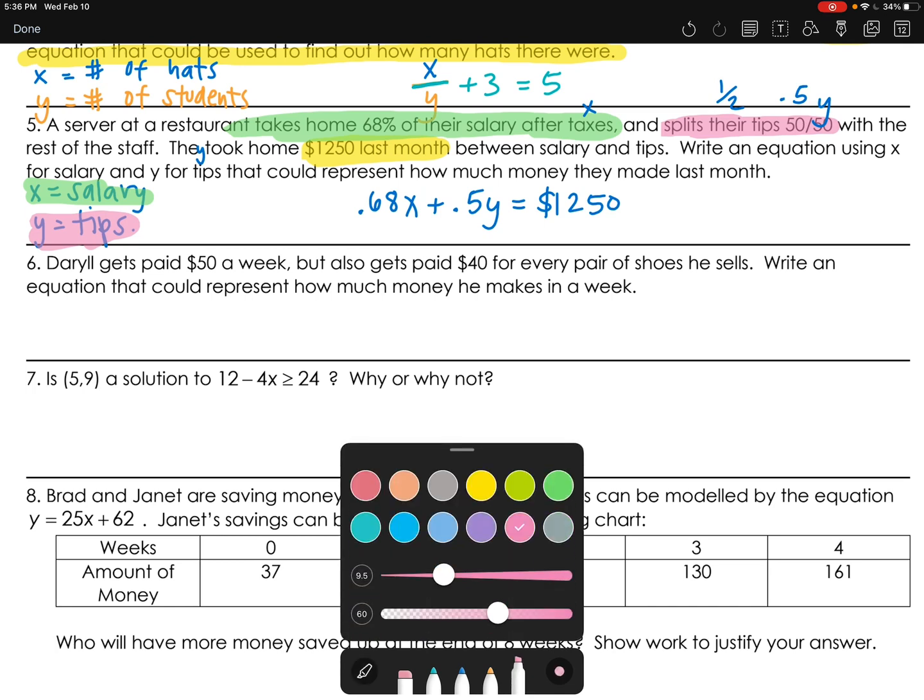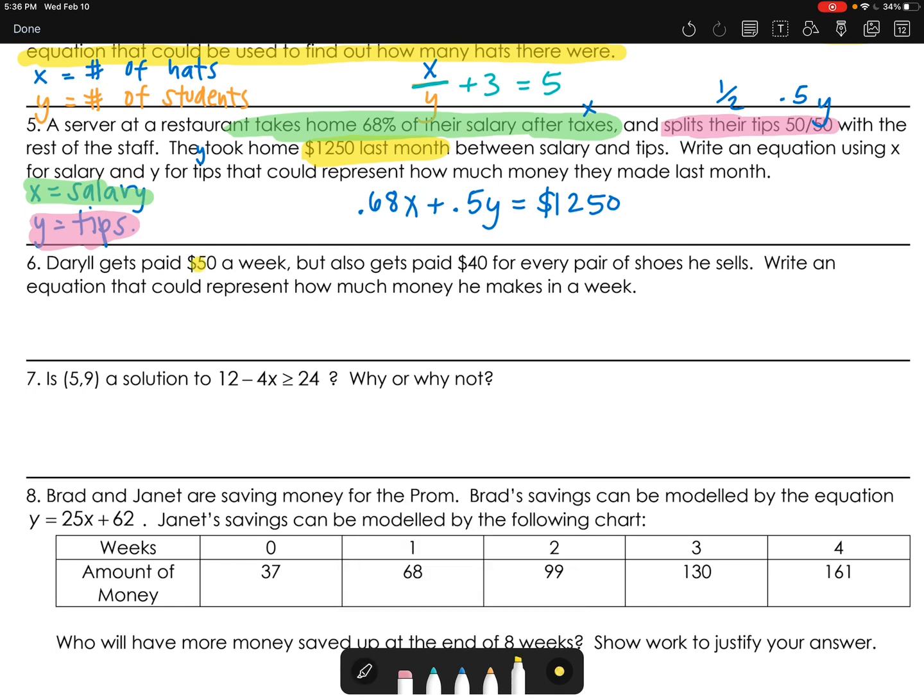Number 6, Daryl gets paid $50 a week, but also gets paid $40 for every pair of shoes he sells. Write an equation that could represent how much money he makes in a week. So this part right here tells me, okay, if he sells one pair of shoes, he makes $40 plus the $50 he already makes. If he sells two pairs of shoes, he gets $80 plus the $50 he made that week. So Daryl gets paid this $50 no matter what, every week, even if he sells no shoes.